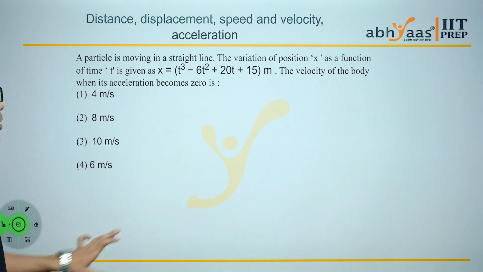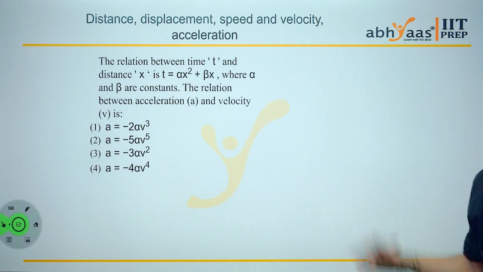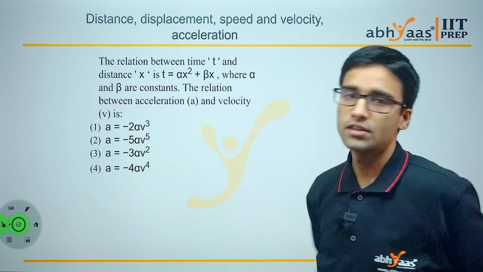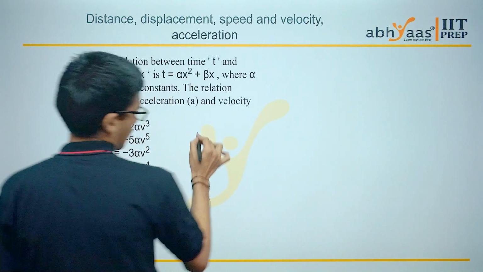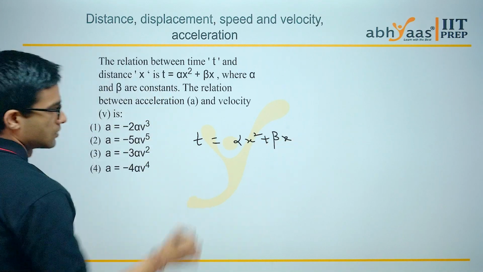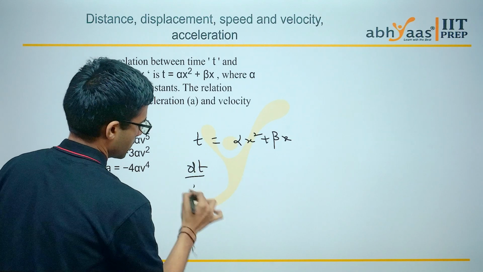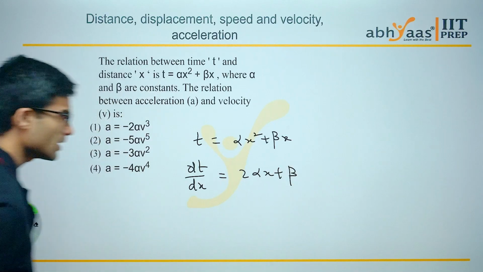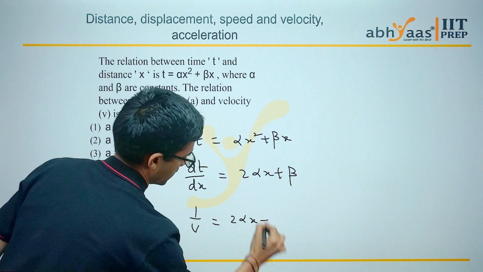Now again we will go to the next one. Another question is also based on time. In the previous question we got x equal to something, but here t is equal to alpha x square plus beta x. First of all you write the given data: t equal to alpha x square plus beta x. So here we will do dt by dx, time with respect to x, that is 2 alpha x plus beta. Here dt by dx, that is 1 by v, is equal to 2 alpha x plus beta.